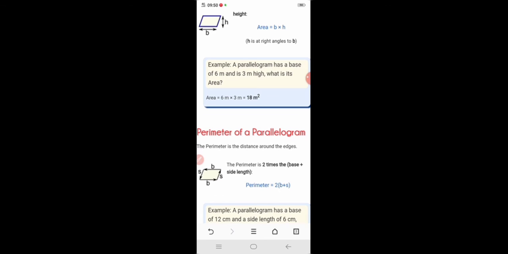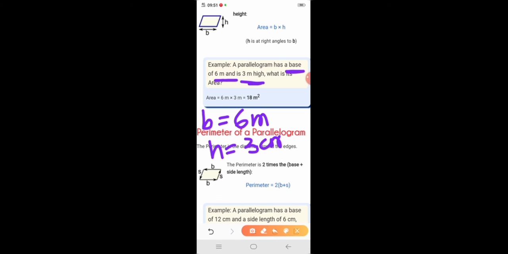So let's look at the question. A parallelogram has a base of 6 meters. So we have the base B as 6 meters, and we have the height that is 3 meters high. That's actually the height of the parallelogram. We need to calculate the area. So we know that the area of a parallelogram is basically base multiplied by height. So base is actually 6, height is actually 3, so it is actually 18 meters square, right? That's the way we calculate the area of a parallelogram.